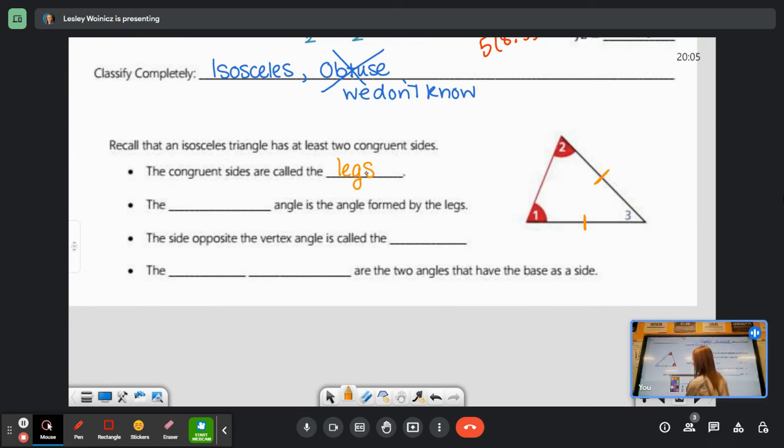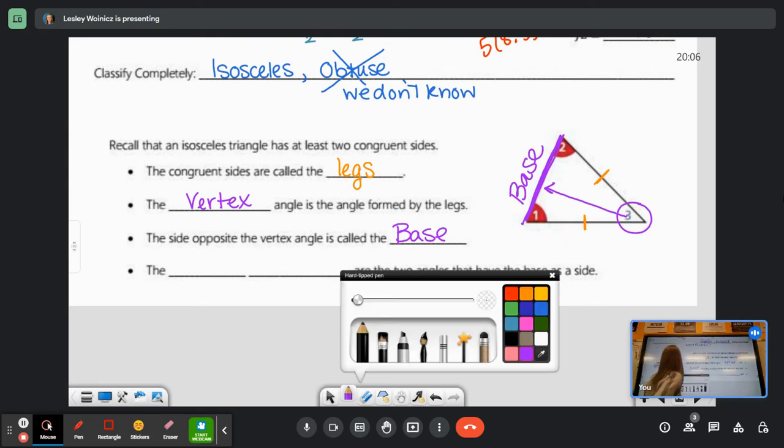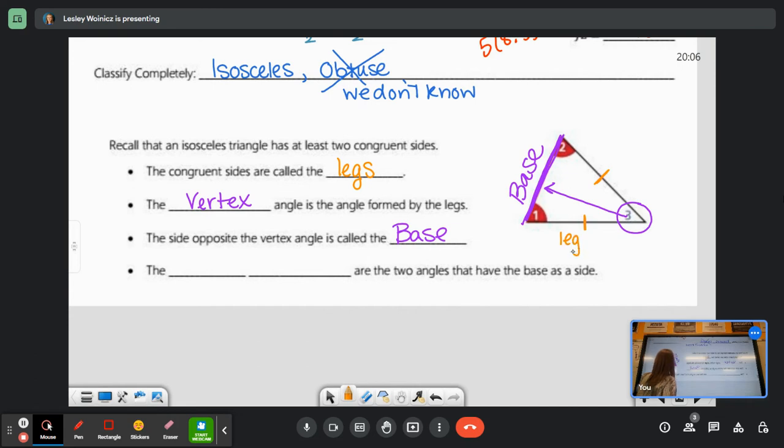The vertex angle is the angle formed by the legs. That makes sense. The side opposite the vertex is called the base. Opposite means across from. So that's this side. This one is the base. I'm going to label my legs too. This is a leg, and this is a leg.